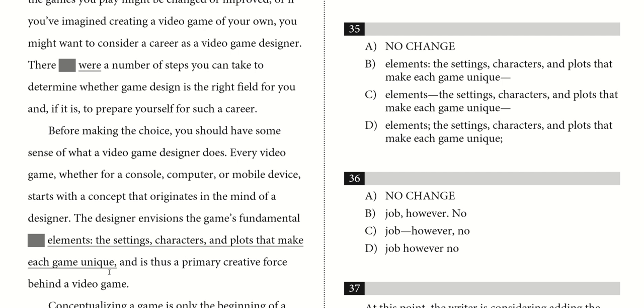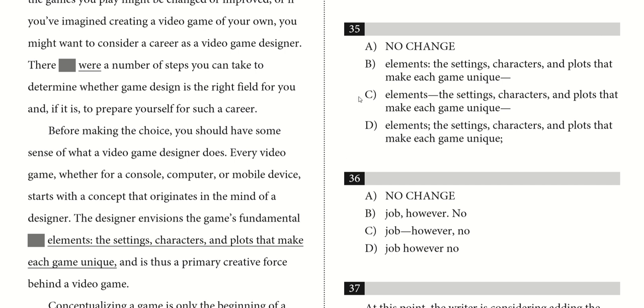So okay, up until there it's fine, it's just a list. But then you still have this part coming after the colon. But this part isn't part of the list. So for this reason, you actually can't keep this colon here. If the sentence just ended after unique, that would be totally fine because you say elements and then you say the things that, what do you mean by elements? I mean the settings, characters, and plots. But is thus a primary creative force doesn't describe the elements, yet it comes after the colon, and for that reason, we can't have this colon here.